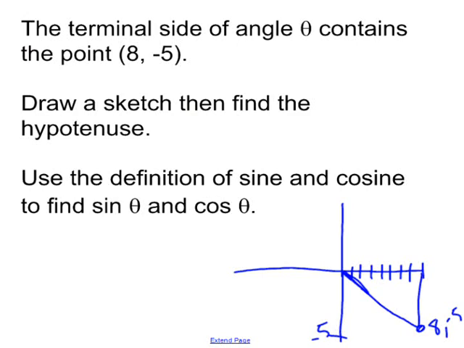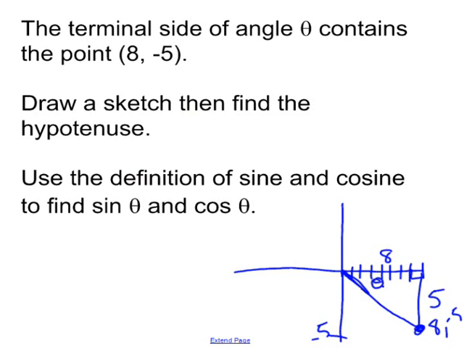Please make sure you're always drawing your triangle with your right angle to the axis, and so your hypotenuse is always coming from the origin. All right, so we know this length here is 5, and this length here is 8, and this is my reference angle. How would I find sine and cosine of that angle? Well, the first thing I have to do is figure out what the hypotenuse is.